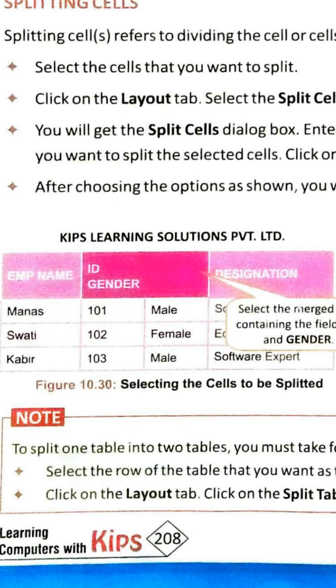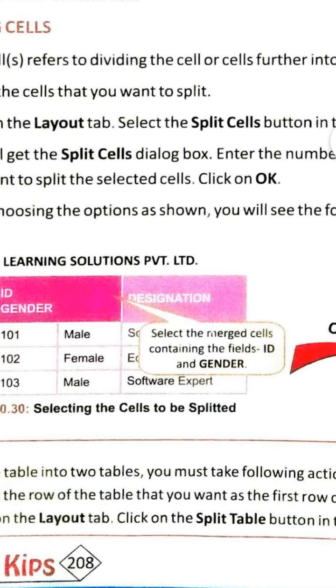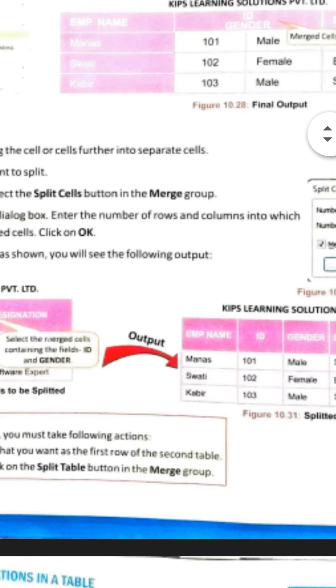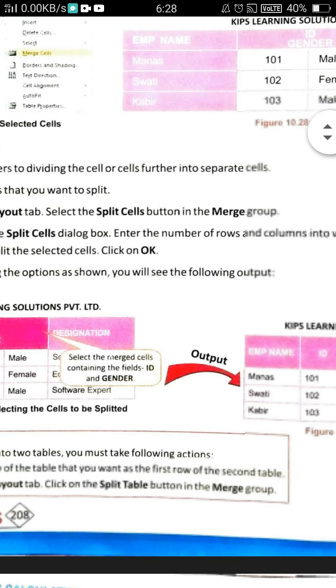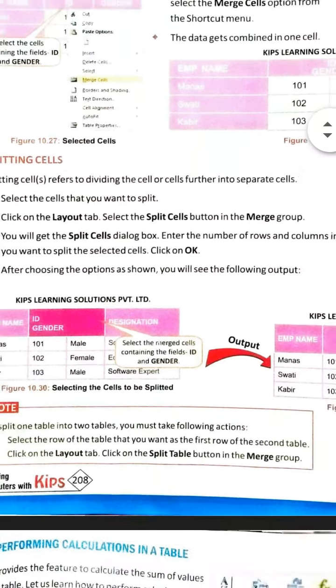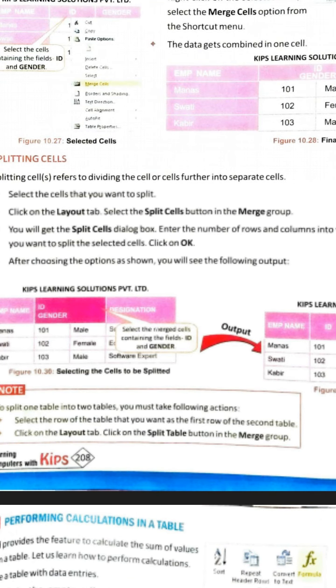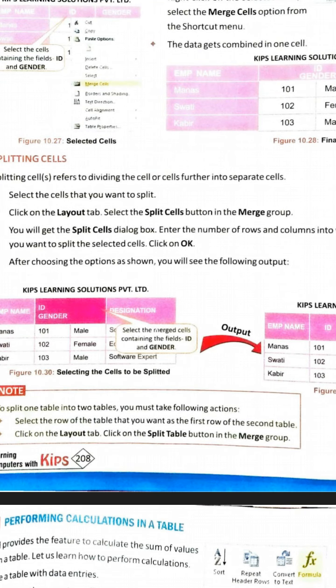In the same way, select it, after that layout, it is split cell. Otherwise, by right clicking, a pop-up menu will come up, and in that menu you can select split or merge.